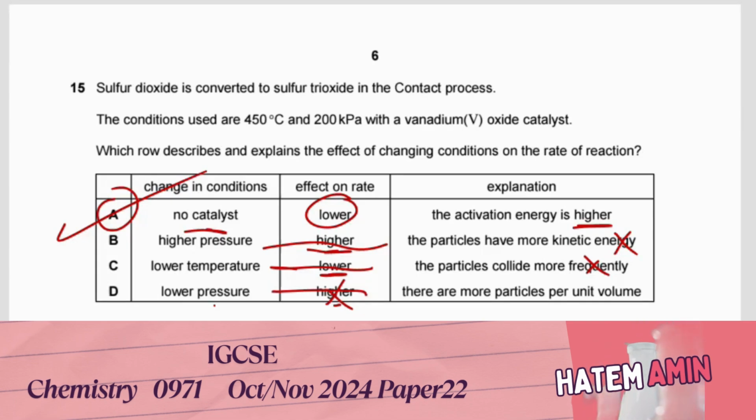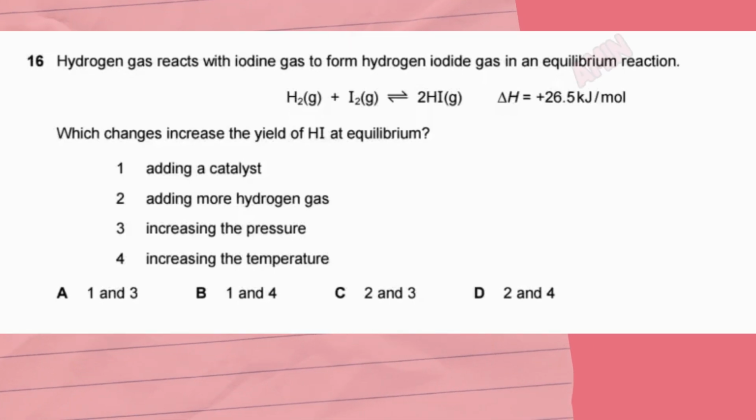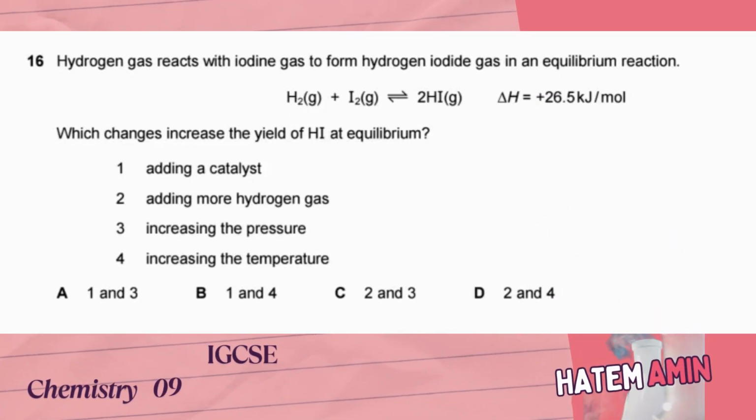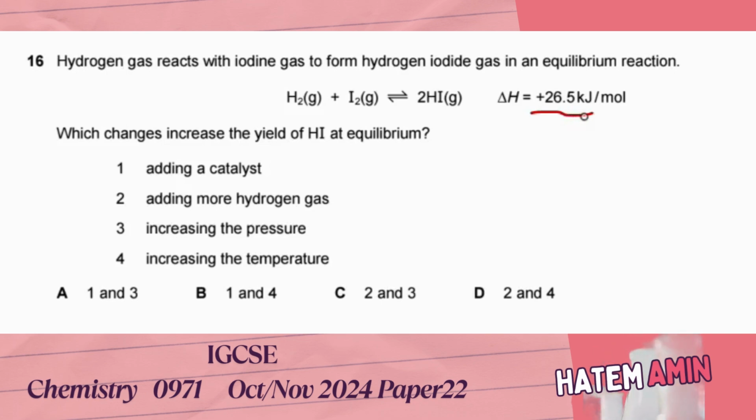by not using the catalyst. The question is: hydrogen gas reacts with iodine gas to form hydrogen iodide gas in an equilibrium reaction. H2 gas plus iodine gas gives us 2HI gas. The delta H here is positive 26.5 kilojoules per mole, so this reaction is endothermic. Which changes increase the yield of HI?